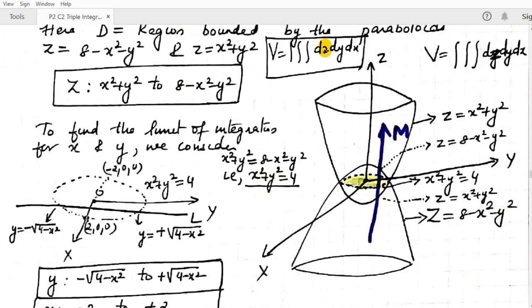So to find the limit of z, the very first step is we will be drawing a line parallel to z passing through our region, and we call it M. Now observing this line M passing through this region, we will be finding the limit of z. So we will be observing this M.